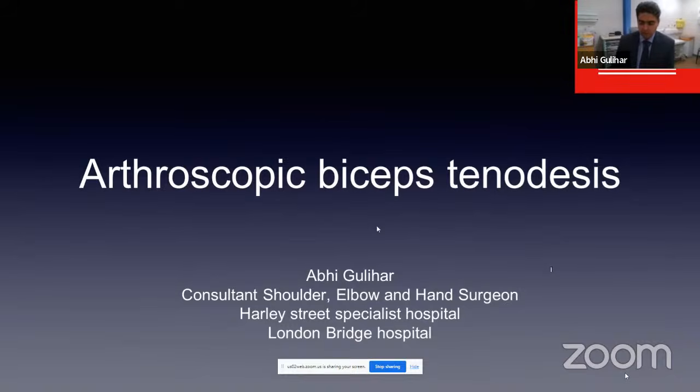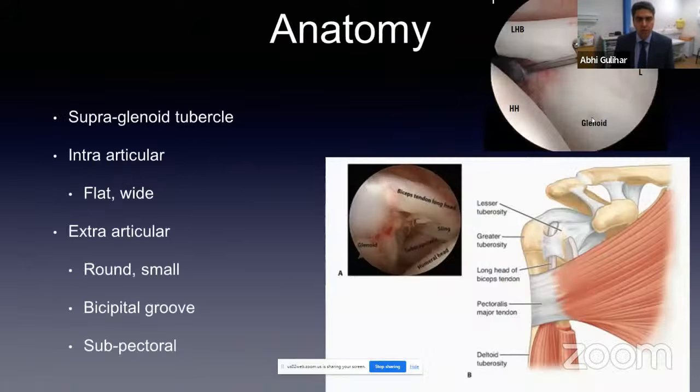As you said, I work both in the private sector and the National Health Service, and my main NHS practice is at King's College Hospital. The talk I'm giving today is about the long head of biceps. It's one of those structures that can sometimes get ignored when you're assessing a shoulder pathology. My preferred operation is a tenodesis, which I perform arthroscopically. So we'll have a brief chat about that towards the end of the talk.